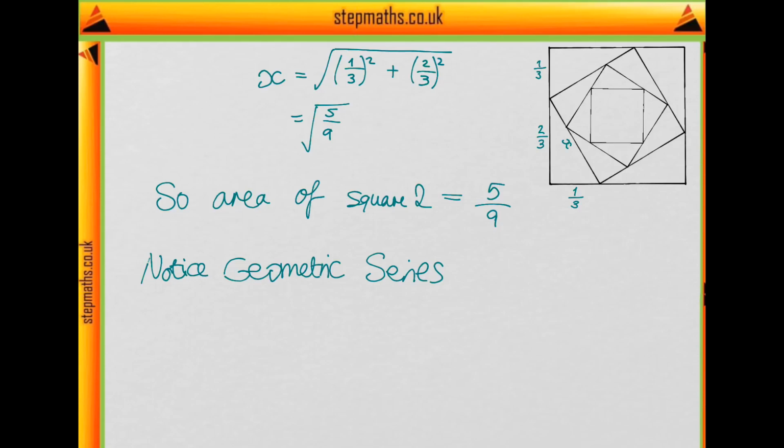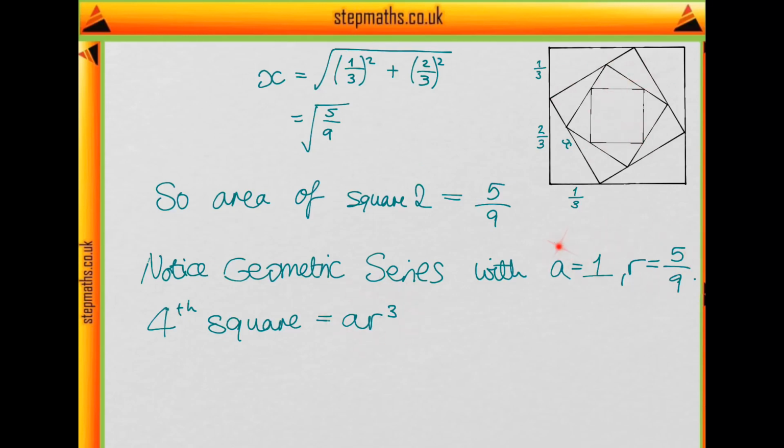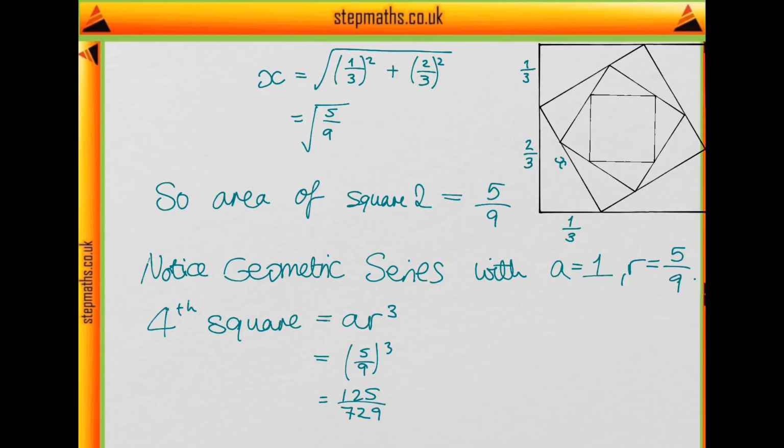We've suggested that we might see a geometric series. Could you work out what the value of A, the numerical initial value, and the ratio will be? Well, A is going to be 1 because that's our initial area, which is just 1 squared, and our ratio between the different terms is 5/9. So for the fourth term, for the fourth square, which is what we want to find, the term is AR³, and when we substitute in A is 1 and R is 5/9, we get (5/9)³, so 125/729, which gives us exactly the same answer as before.